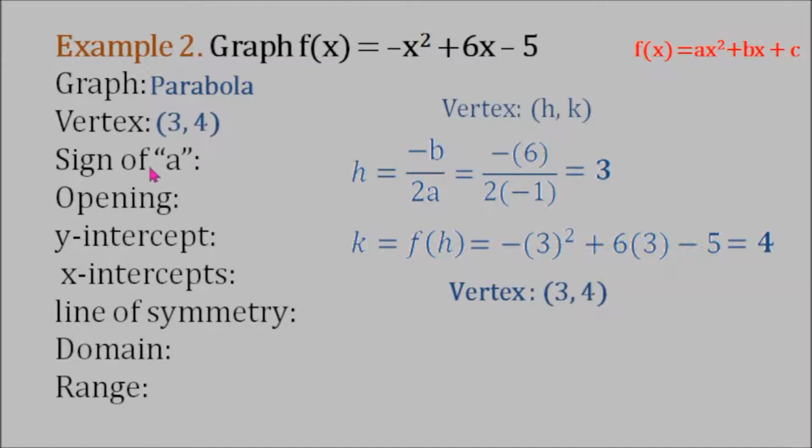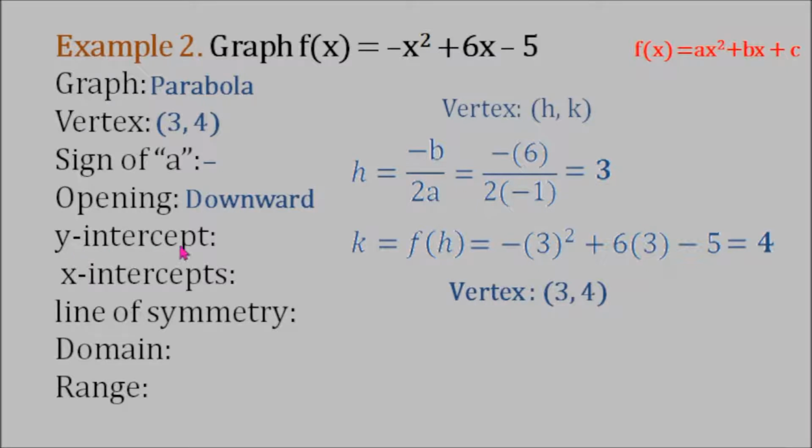How about the sign of our a? So a is the coefficient of the quadratic term, so it's -1, so it's negative. So because the sign of a is negative, the opening of our U-shaped graph is downward.